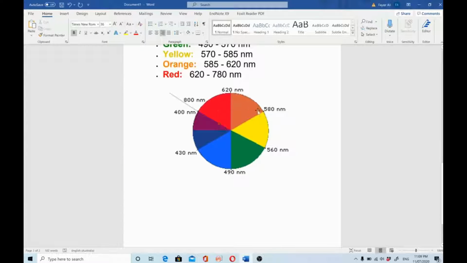So this is a color wheel. The color that you see is the emitted color, it's not the absorbed color. Alright, so if something absorbs red, it will appear green. Similarly, if something absorbs this color, it will appear blue.